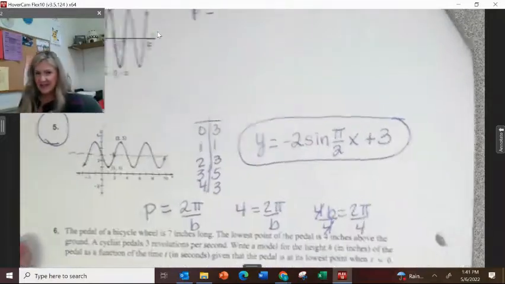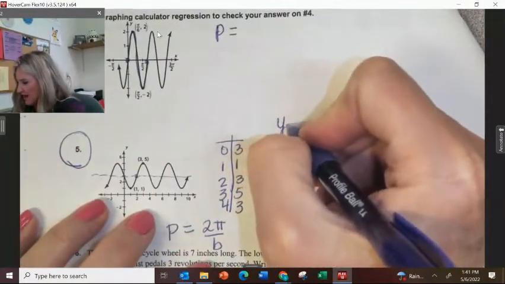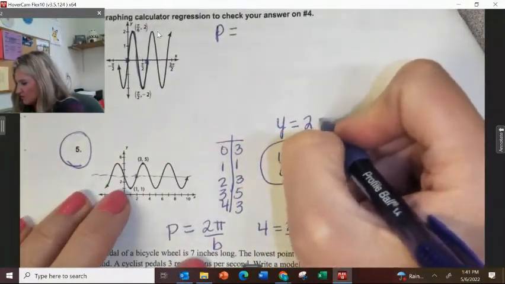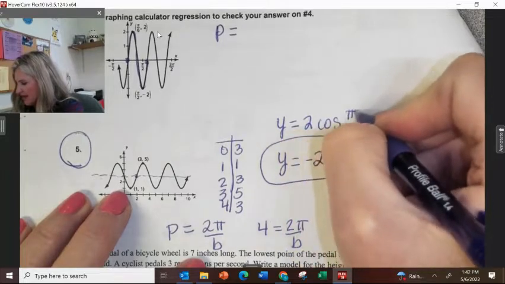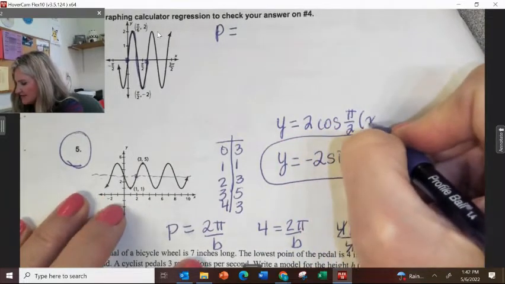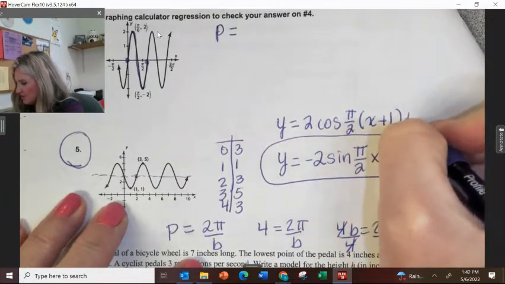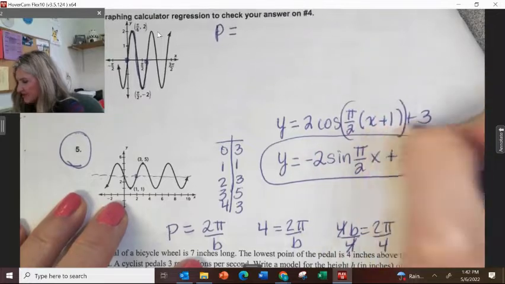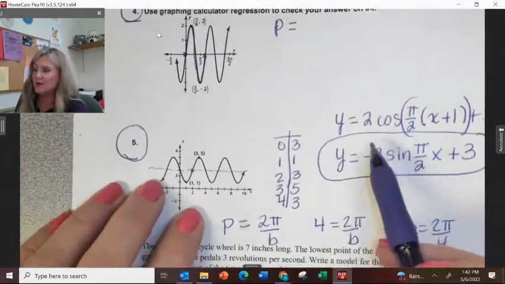That is one correct answer. So once again, here's what he said. He said y equals 2 cosine pi over 2 x plus 1 plus 3. Let's talk about why that would work.